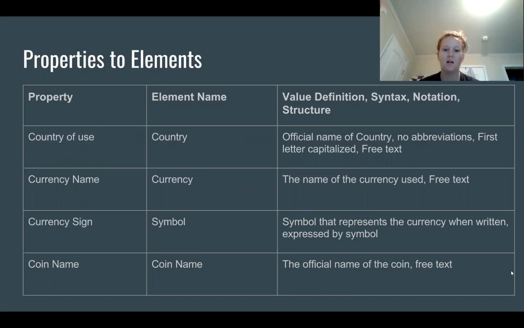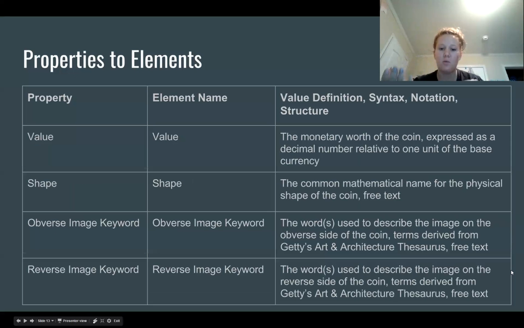For properties to elements, we organized this in a table. We thought that was the easiest way to show how this works. We have the property and then we have the element name. A lot of times the element name is very similar or identical to the property name. That's just for consistency, but also because of clarity. Then we have the value definition with the syntax, notation, and structure to be used. A lot of ours are free text, but they have specific values that you would put in there.